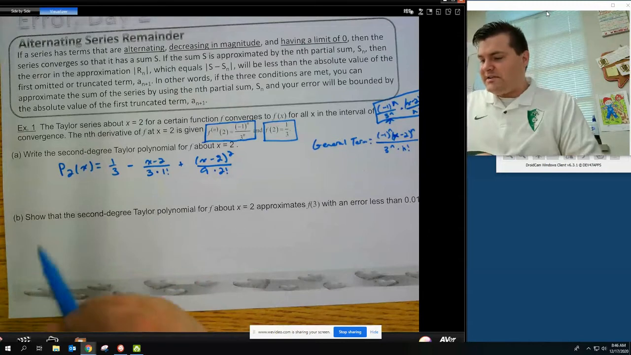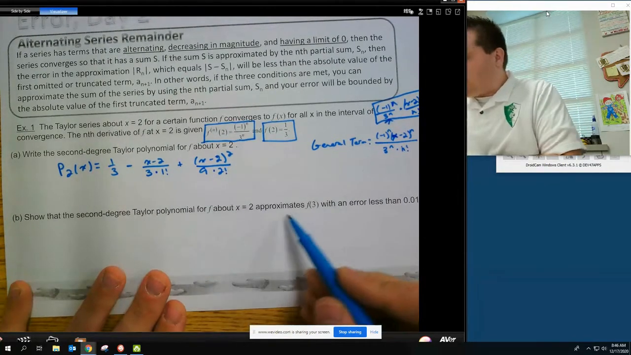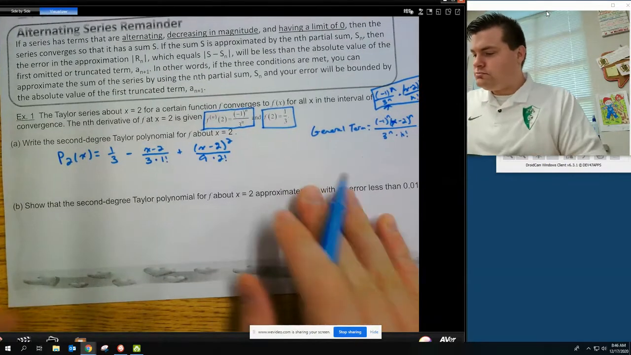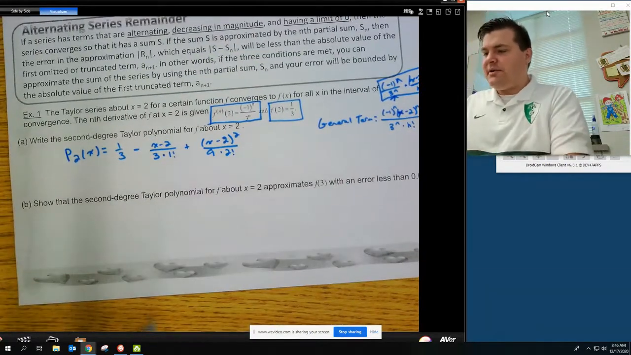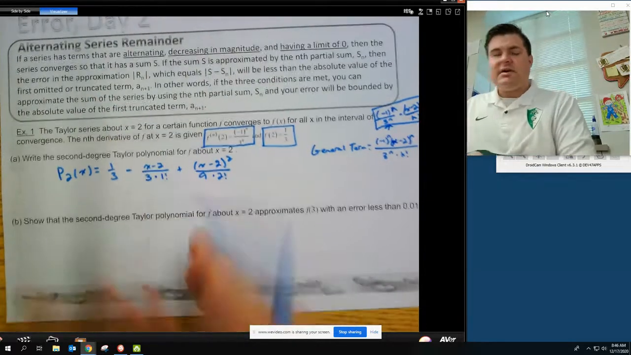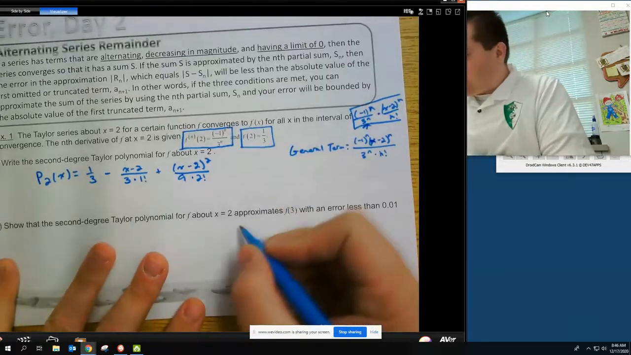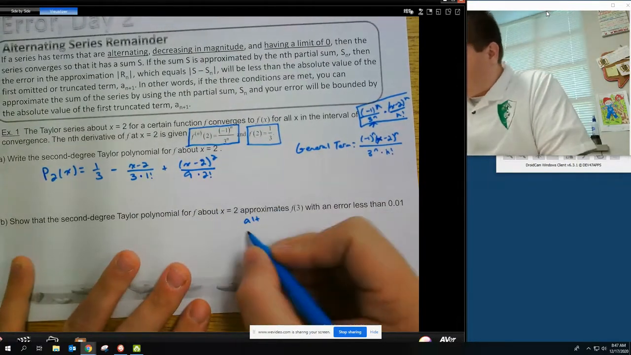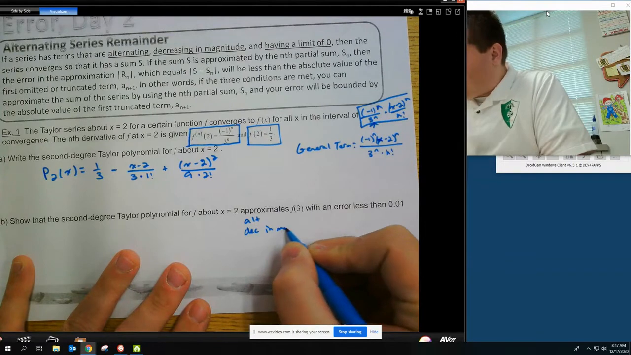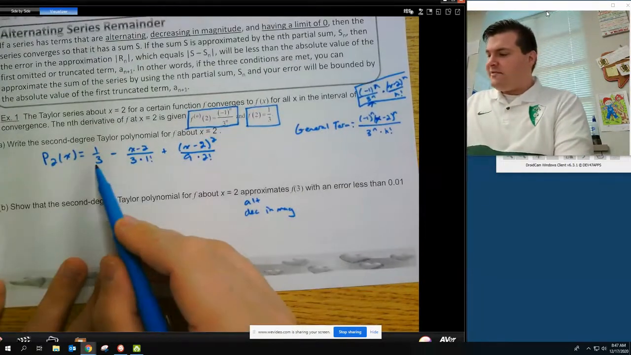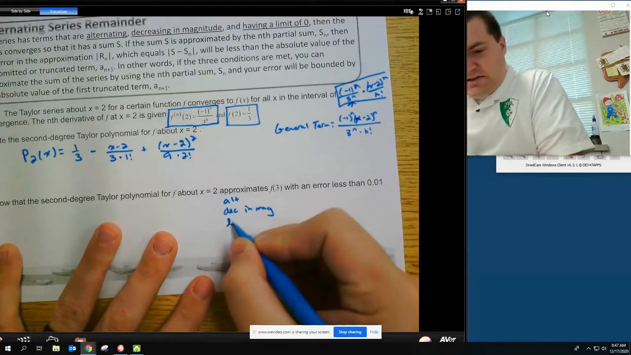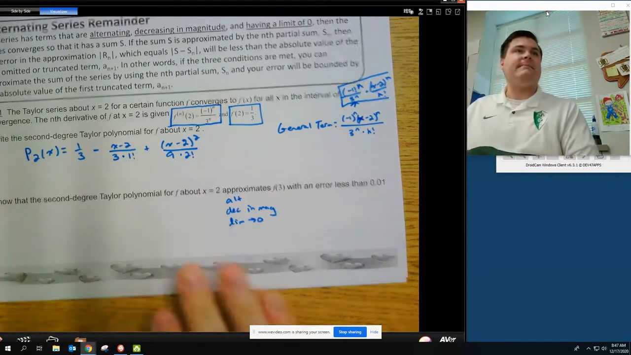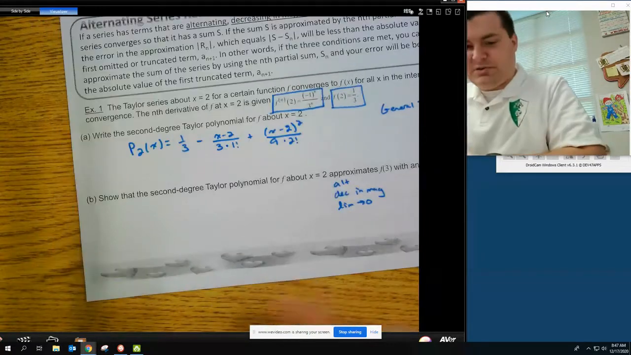Now show that the second degree polynomial approximates f of 3 with an error less than 0.1. Let's do our stop and chop here because this is an alternating series. This is alternating and decreasing in magnitude because the denominator is getting larger and larger. The limit of our general term approaches 0, so we can use our alternating series test, which is super nice here.